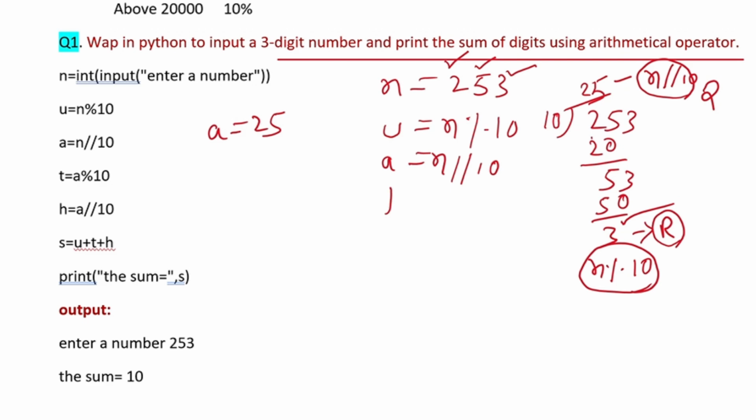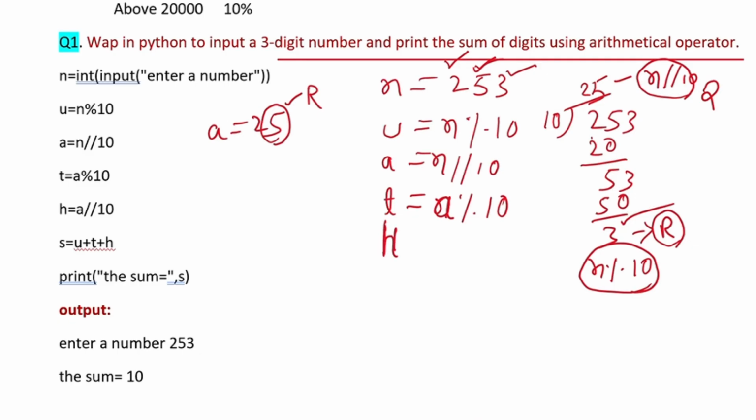t is your 10's digit. t equal to a modulus 10. This is a modulus 10. A is 25, 25 divided by 10, the remainder is 5. So t equal to a modulus 10. That is our 10's digit. Then unit, 10's, 100's.